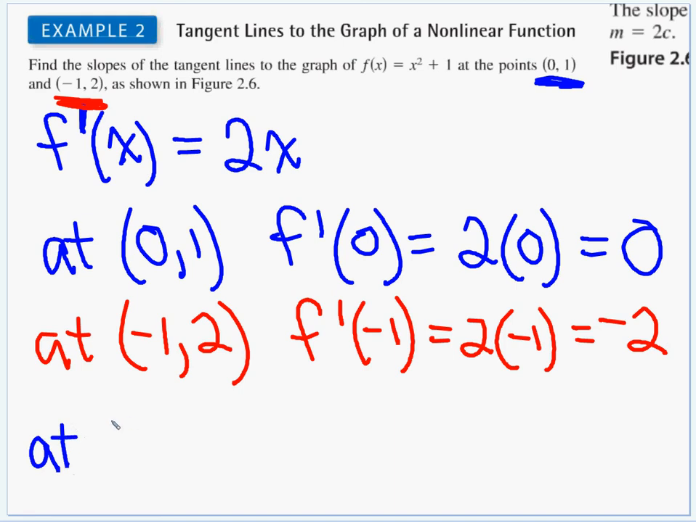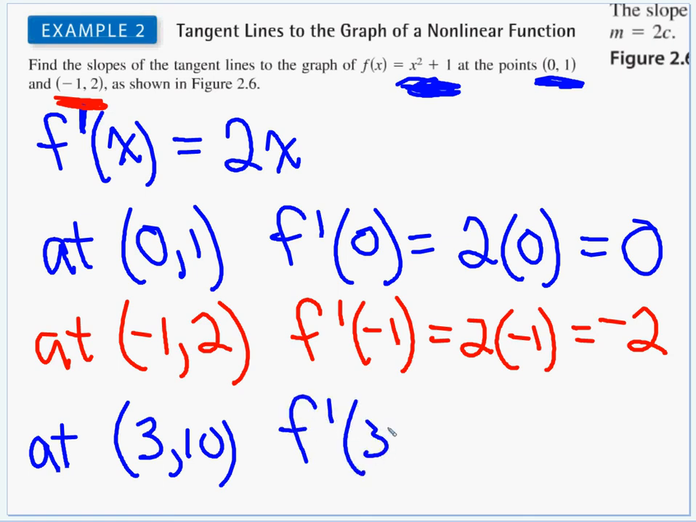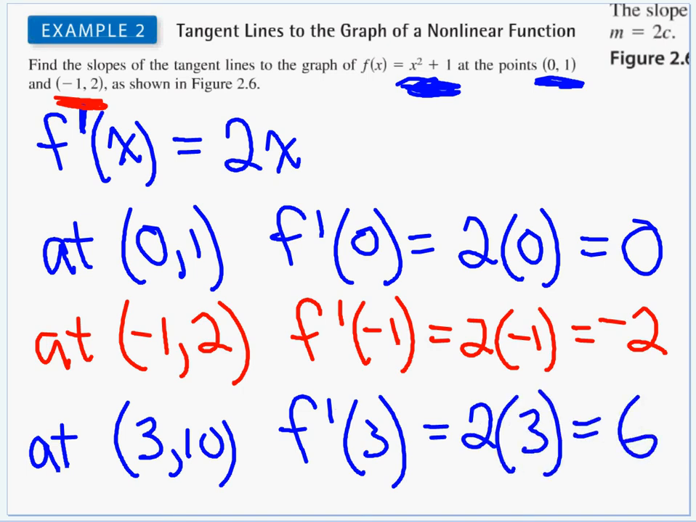Let's look at the point 3, 10. On the original function, our shifted parabola, if I plug in a 3, out pops a 10. My slope at that point would be f prime of 3, or 2 times 3. That slope would be positive 6.